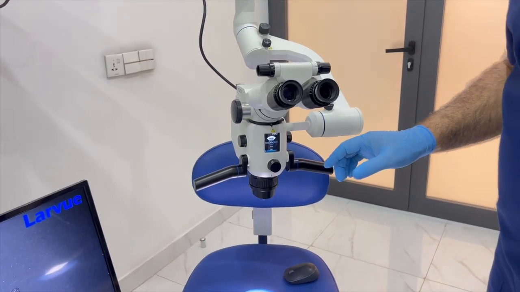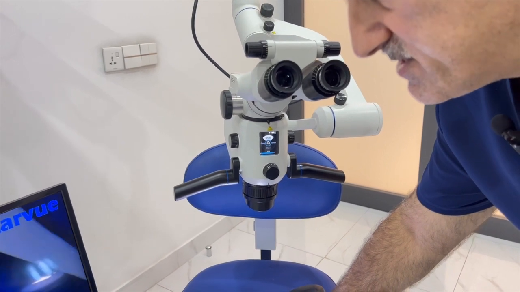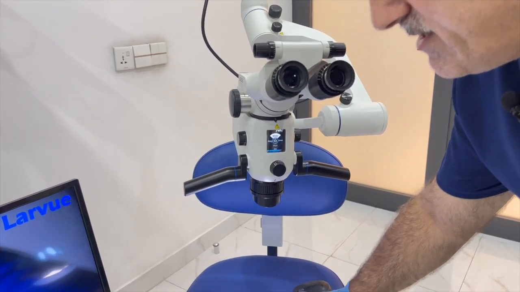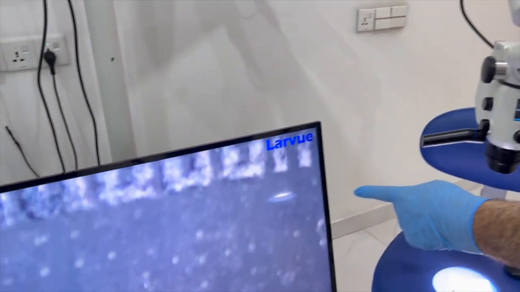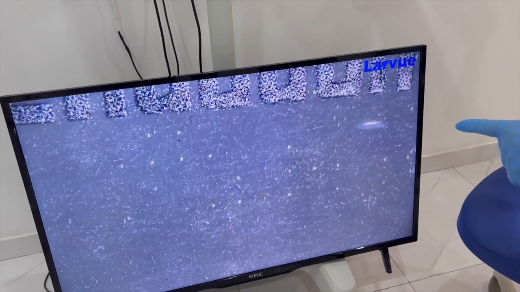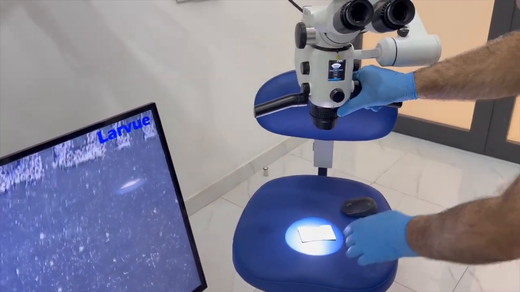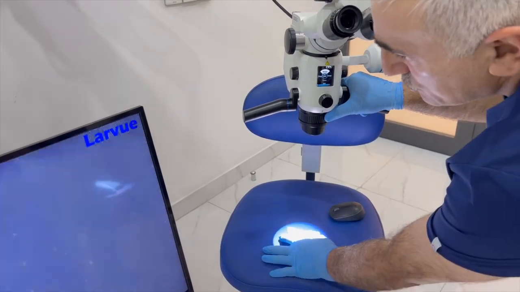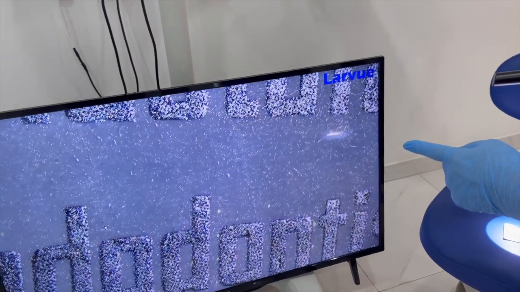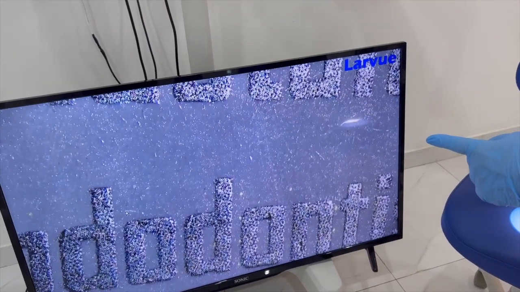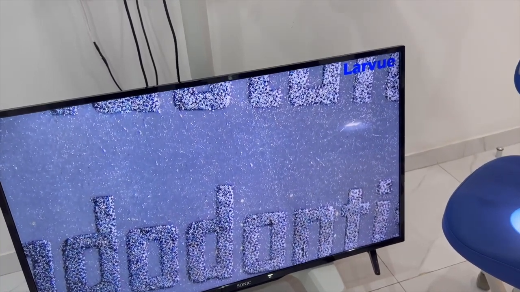Very, very easy. First of all, try to put something like this, a business card, okay, and set it to the maximum zoom, as you see on the screen. Maximum zoom is better, and I just play with the fine focus to look at the picture and to see that the picture is sharp. So now we have a sharp image at maximum magnification.